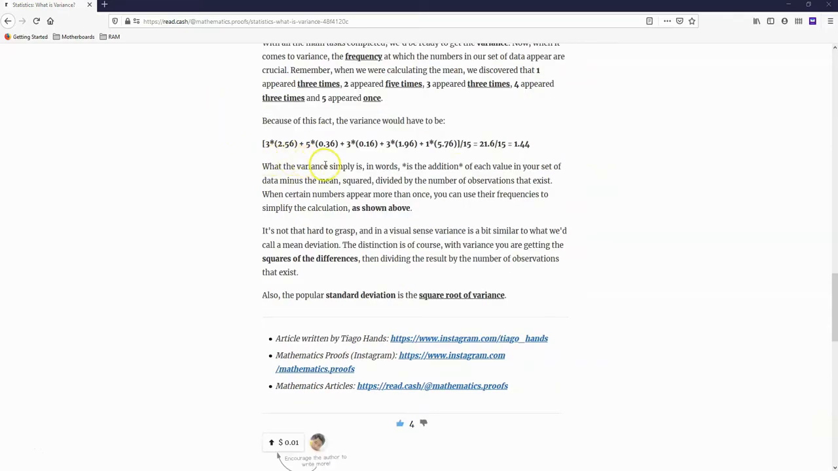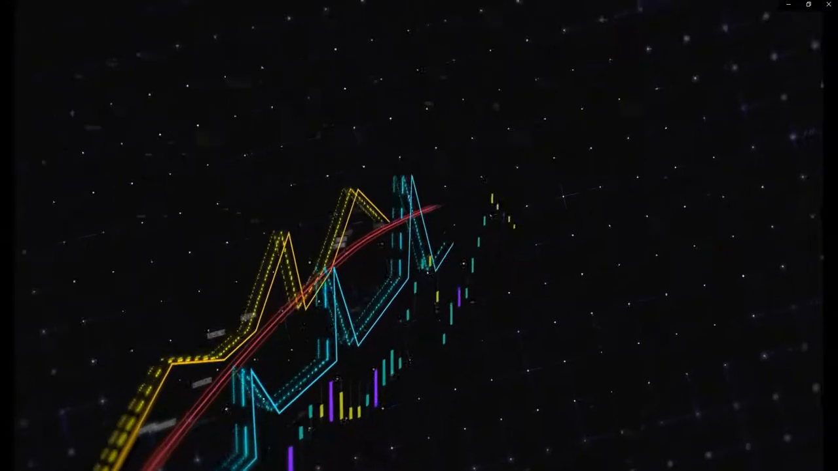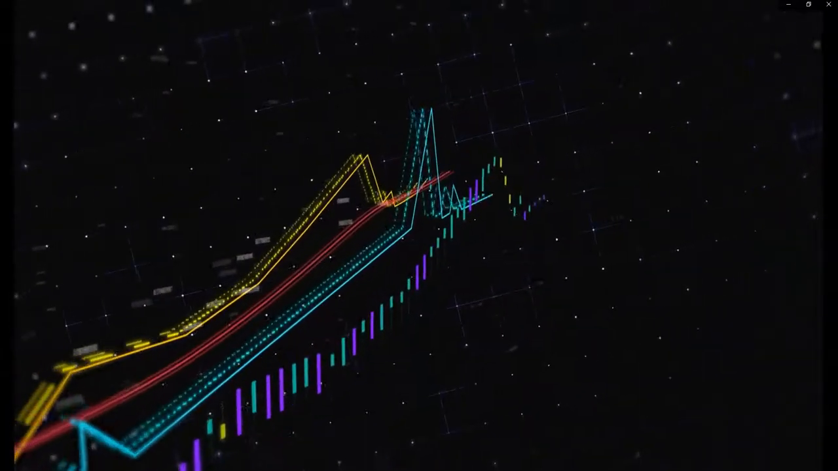What the variance simply is, in words, is the addition of each value in your set of data minus the mean squared divided by the number of observations that exist. When certain numbers appear more than once, you can use their frequencies to simplify the calculation, as shown in this video. So I hope that in this video I've demonstrated that the variance is not that hard to grasp.